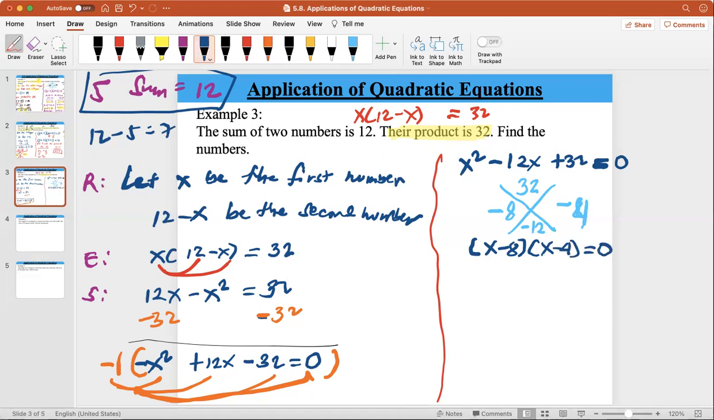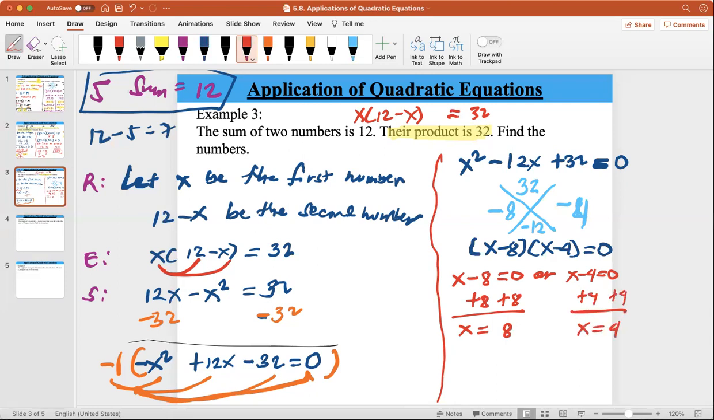Now we set each factor to 0. X minus 8 equals 0, or x minus 4 equals 0. Solve for x: plus 8, plus 8. That's x equal to 8. Plus 4, plus 4, x equals 4. Are these integers? Yeah. So can we take both? So x is equal to 8, x equal to 4, but these are only the values of x.